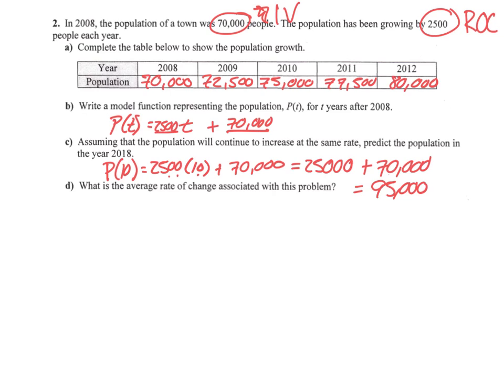95,000. Okay, so in 2018, 95,000 people. So this is like where I went to school in Utah. I don't even, yeah, that's still a lot less than Fullerton. Really small town. All right, what is the average rate of change associated with this problem?